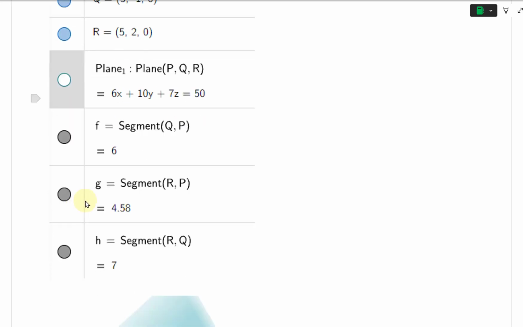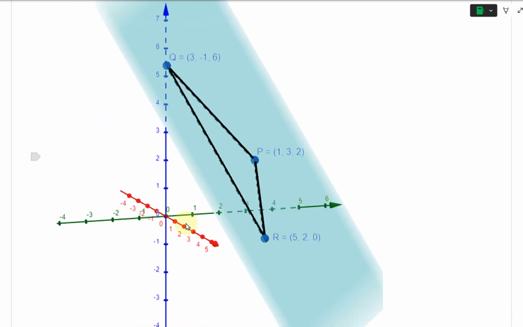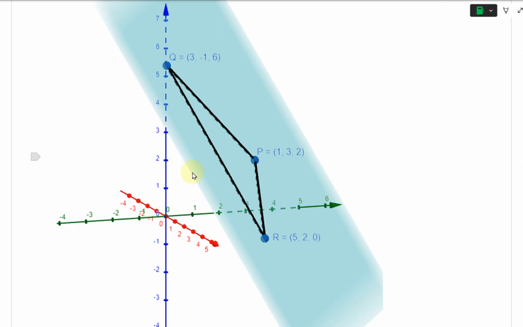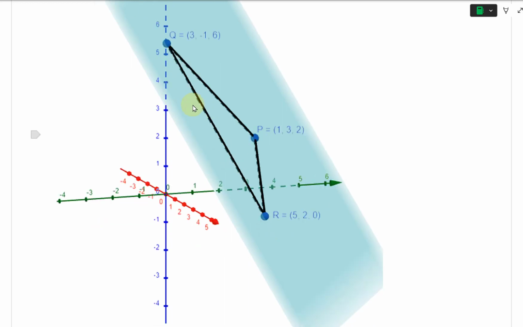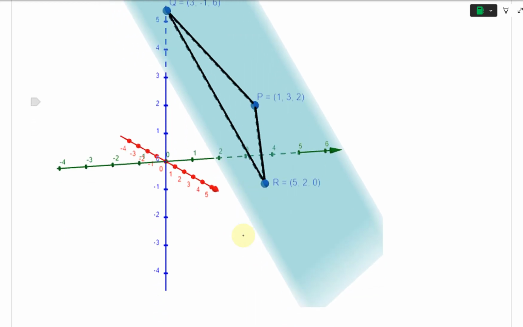And then I also did the segments from Q to P, R to P, and R to Q, etc. And what we have is this. There's a plane. I shifted it around so that we can see the plane and the points on it. There's P, Q, R right there, which is absolutely fascinating. And you can see it's right on the plane. You can even see it with the shaded area at the bottom, so it's showing that it's on the plane there.